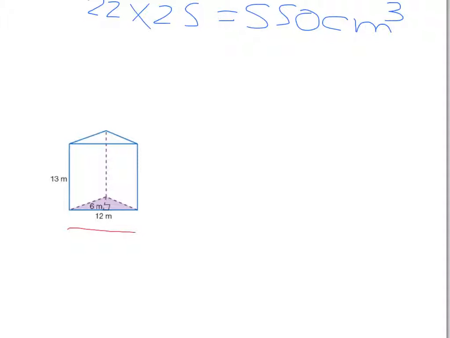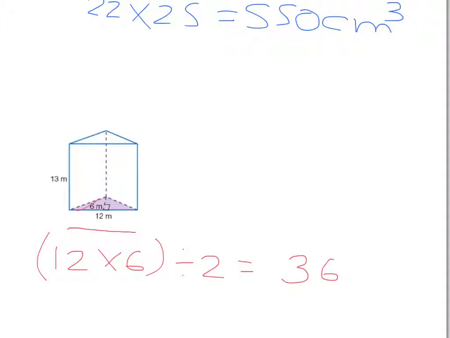Oh, that must be the height of the triangle. And then it's 13 meters in height. So first of all, you're going to work out what your triangle is. So for the triangle, you're going to say, okay, I have to do my 12 times 6 divided by 2. You should know why I'm doing that, because you know what the triangle formula is, and it would give you 36.